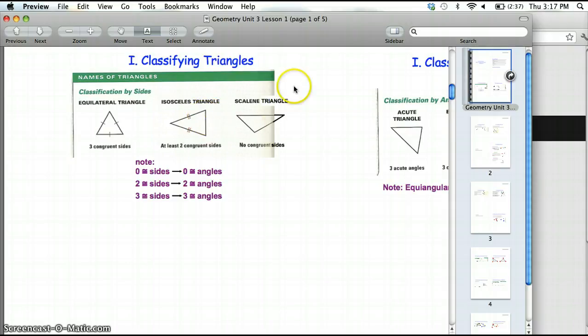A scalene triangle means that none of the sides are congruent. If you think about scalene, think of when you step on a scale, sometimes people don't want to see any numbers on the scale. So the way you can remember it is scalene triangle, no sides are congruent. So 0.